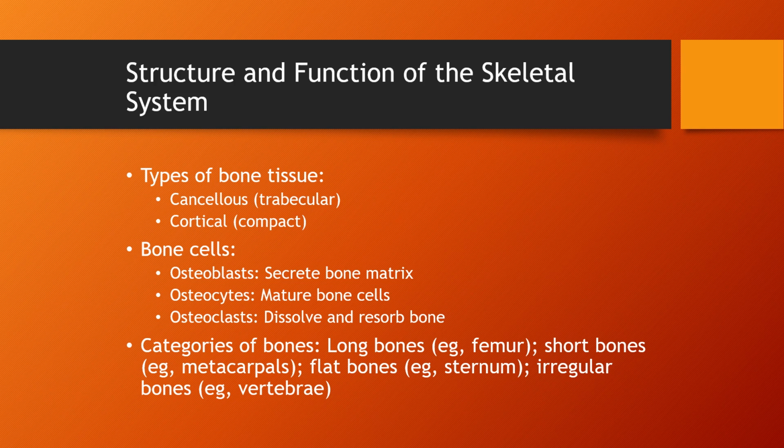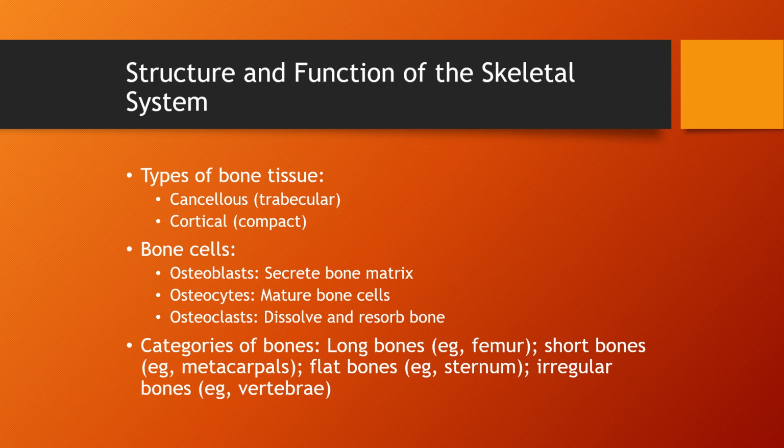There are three basic cell types that the bone is composed of, and these are osteoblasts, which secrete bone matrix. The osteoblasts function in bone formation by secreting bone matrix. There are osteocytes. Osteocytes are mature bone cells involved in bone maintenance. And then there's the osteoclasts, and they are multinuclear cells involved in dissolving and resorbing bone.